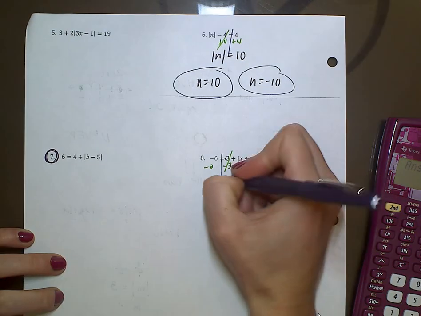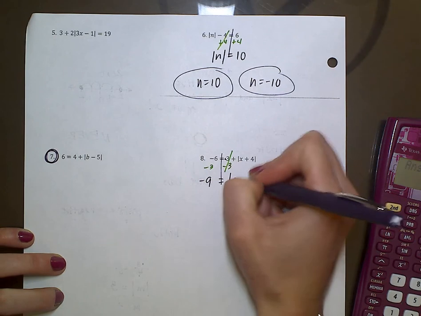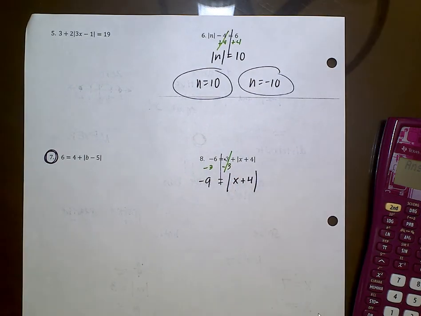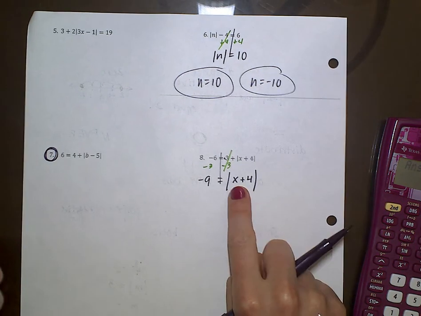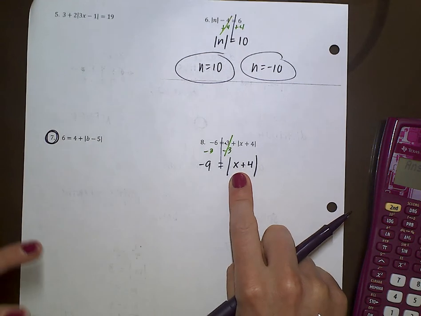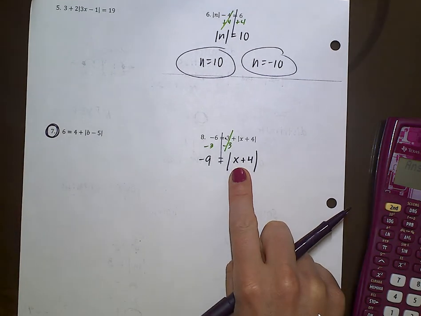So that would give me negative 9 equals the absolute value of x plus 4. Okay, so think about this here. I'm going to write a note on this one so you can recognize this easier, but this is actually a no solution problem.